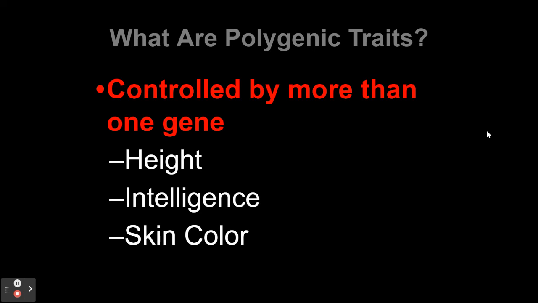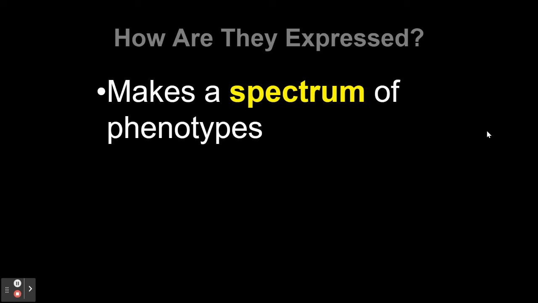Because they're controlled by lots of different genes, they're expressed as a spectrum of phenotypes. What this means is there's not, for example, one color brown for your eye color. There are a lot of different browns. And then at some point that transitions into hazel, and then it transitions into green, and so on. So there is a spectrum where there are not distinct phenotypes.